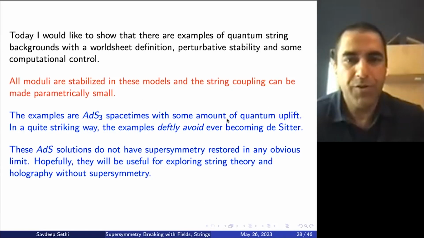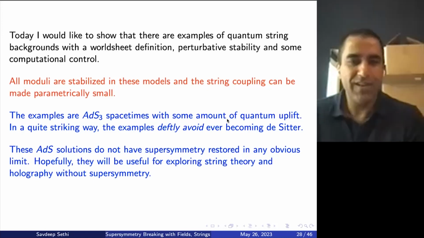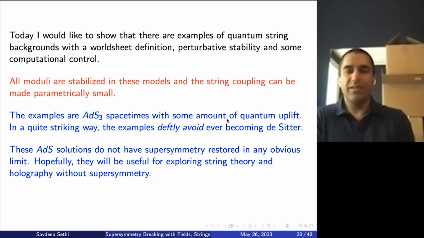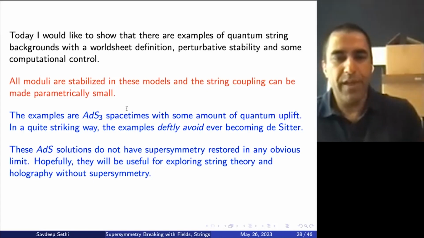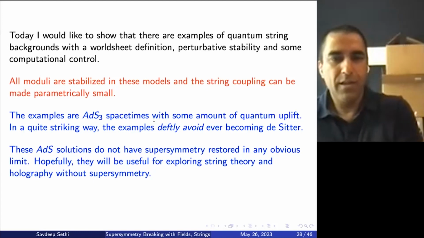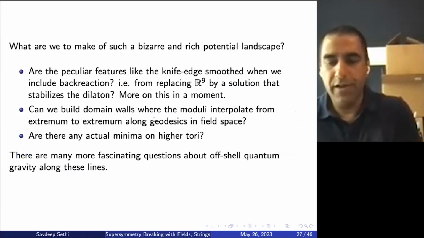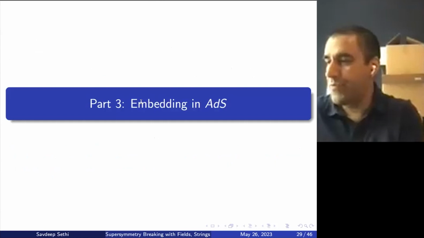Today, I want to show that we can actually still use this to build stabilized solutions in the O16 cross O16 string. And the examples are going to be of the form of AdS3 with no supersymmetry, but with all moduli stabilized, but with now the worry about these extra saddles. Okay, let me explain the embedding in the last few minutes of the talk.